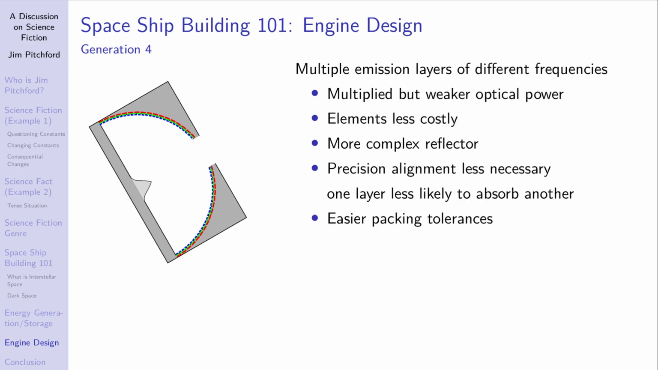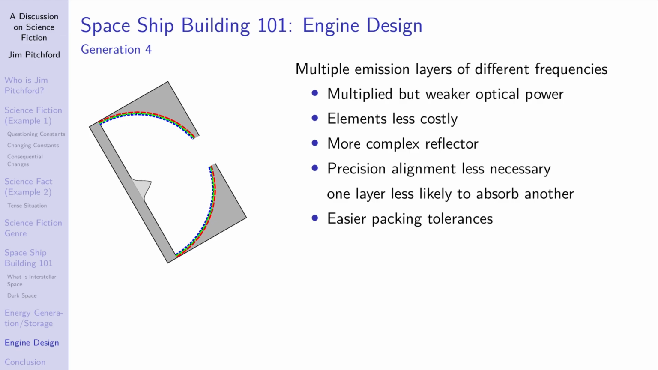Well, Generation 4 addresses some of these concerns. Maybe not perfectly, but canonically, they've only just been introduced in the Catherine version. So it's still multiple emission layers, just like Generation 3, but they are of different frequencies. So you have multiplied power, but it's potentially a weaker power. That depends. You get it equal if you are balancing out the frequencies right.